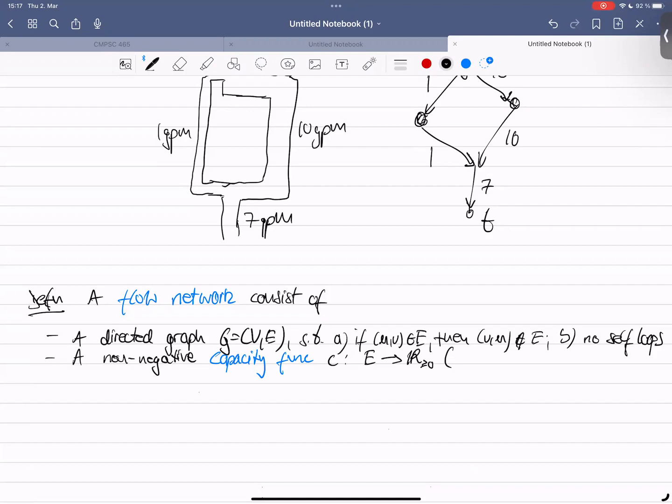meaning that really for all (u,v) in E, we have that the capacity of (u,v), this is the notation we're going to use, is greater or equal than zero. And if (u,v) is not an edge in our network, this implies that the capacity of this edge is zero.